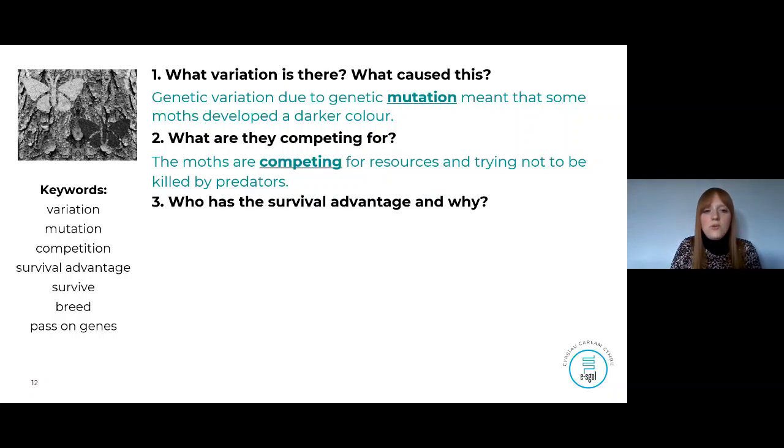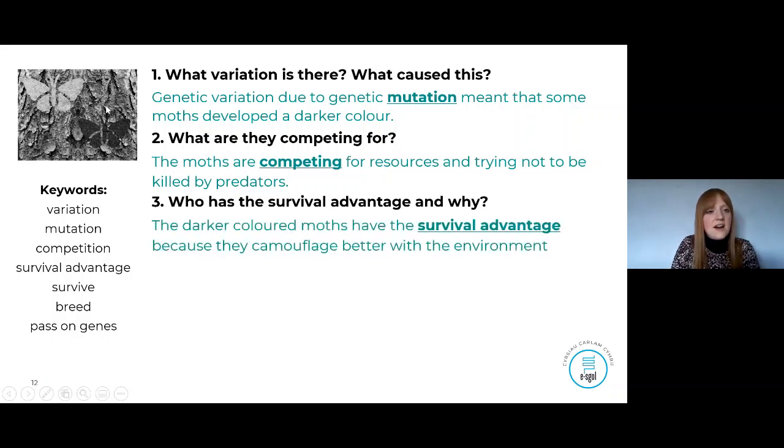Number 3, who has the survival advantage and why? Because the bark of the tree has darkened, that means that the darker coloured moth has the survival advantage. Why? Because they can camouflage better with their environment. The darker moth has the survival advantage because they can camouflage better.